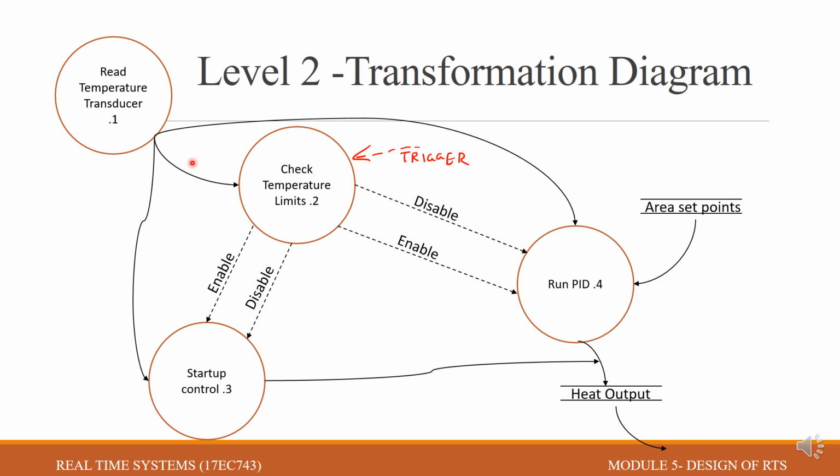So we have a read temperature transducer, which takes a continuous data flow, and the output is a discrete data flow, and this is a consequence of temperature being triggered. Similarly, we have heat output, which provides the reverse process of converting a discrete data flow into a continuous data flow. So these are the various prompts, just an example to understand what a level 2 transformation diagram is.